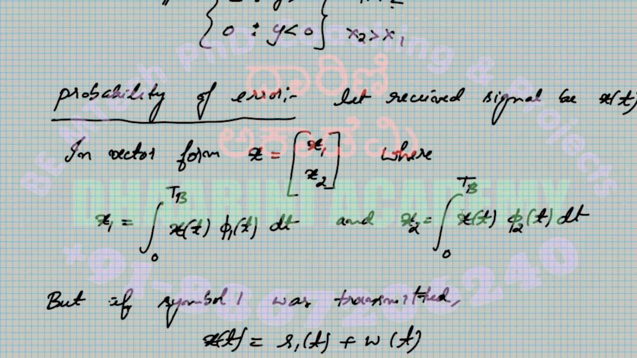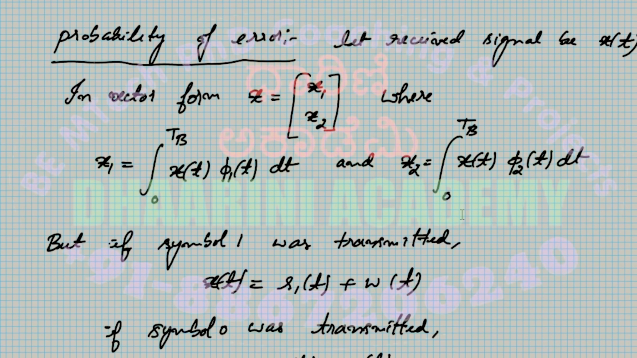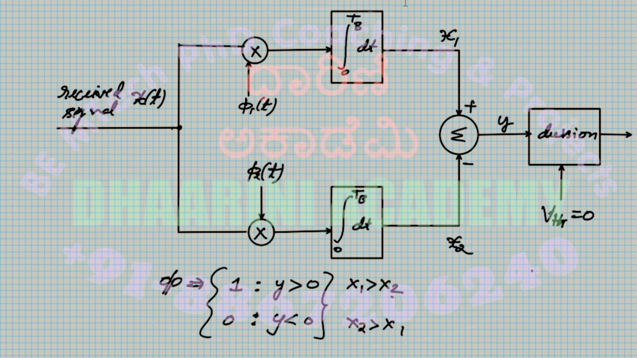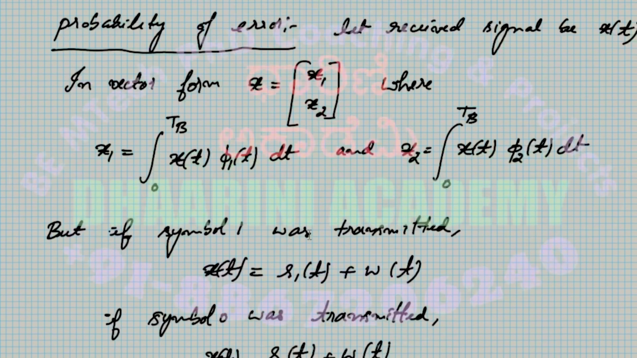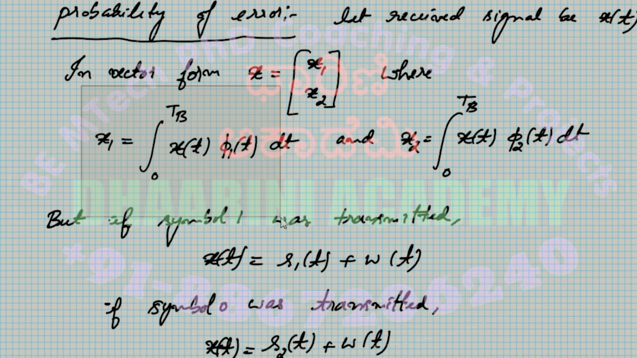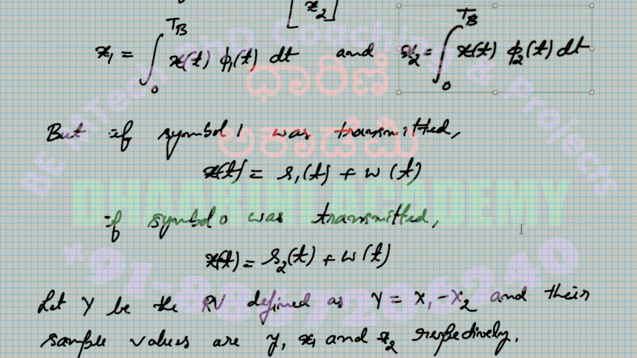Now, our intention is to calculate the probability of error once again for this FSK. Any symbol you receive is represented as x equal to x1, x2, where x1 is the result of the upper part and x2 is the result of the lower part. How do you calculate that? You see here, x1 is equal to the integration from 0 to Tb of x of t phi1 of t dt, the upper part, and x2 is the integration of x of t phi2 of t dt over the period 0 to Tb, that's the lower part, correct?